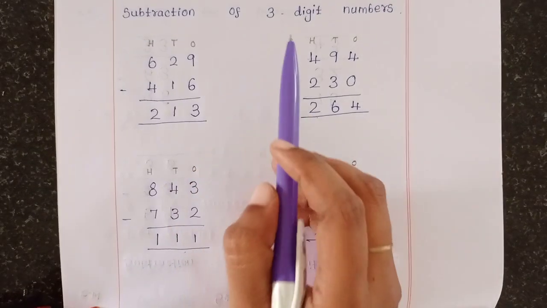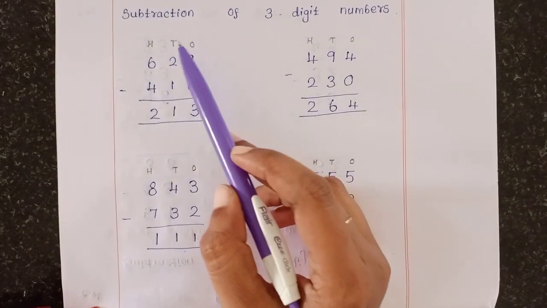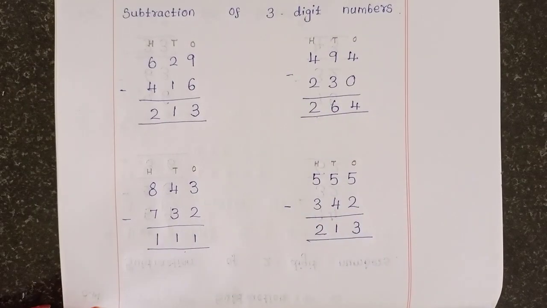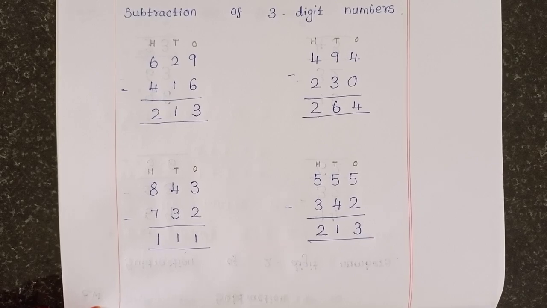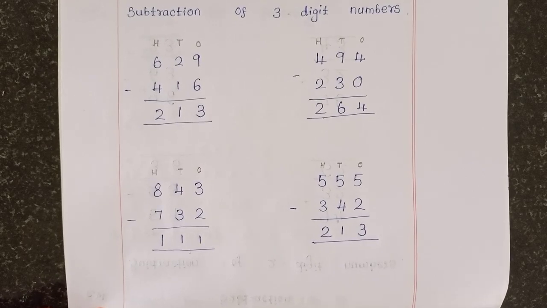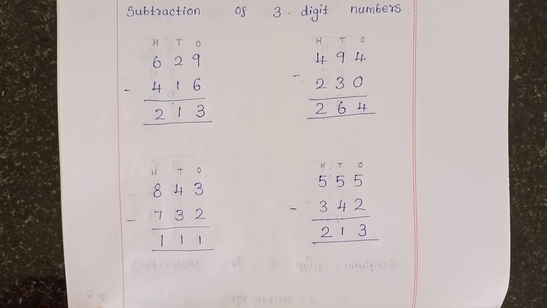This is subtraction of 3-digit numbers. Write this one. Open your note. Take a new page and write. Subtraction of 3-digit numbers.